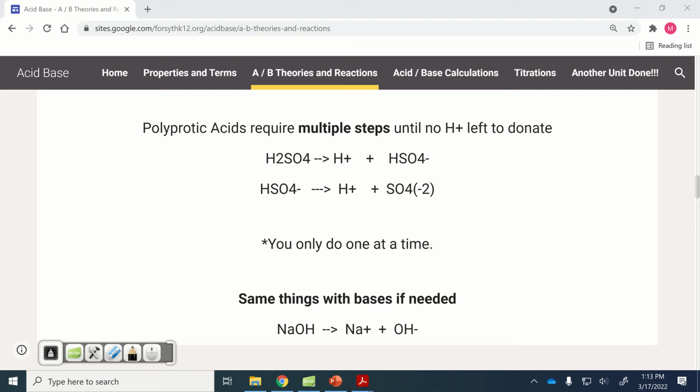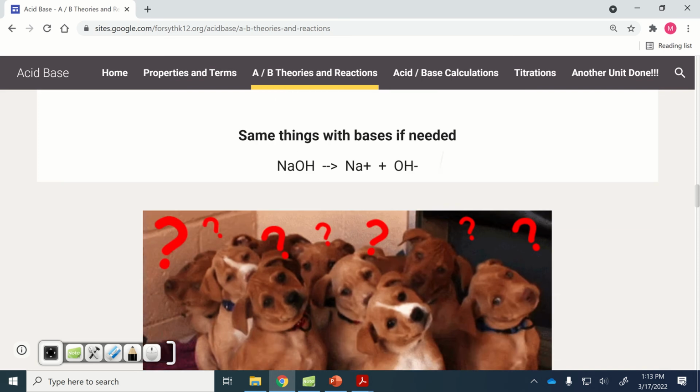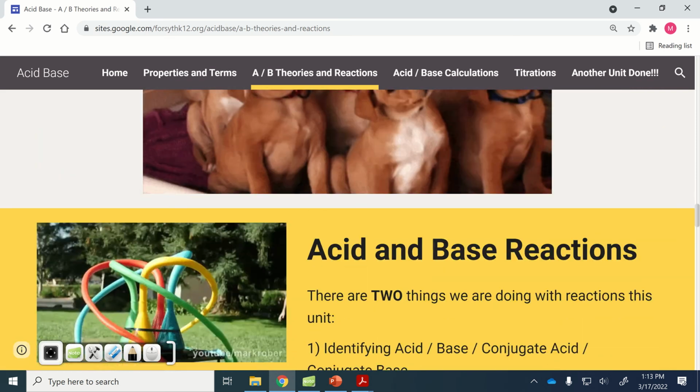So that's it. We do the same thing with bases, but I'm going to tell you we don't mess with those as much. It would be the same idea where they would just break apart into its pieces. But that's an ionization. Questions? No? Well, here we go.